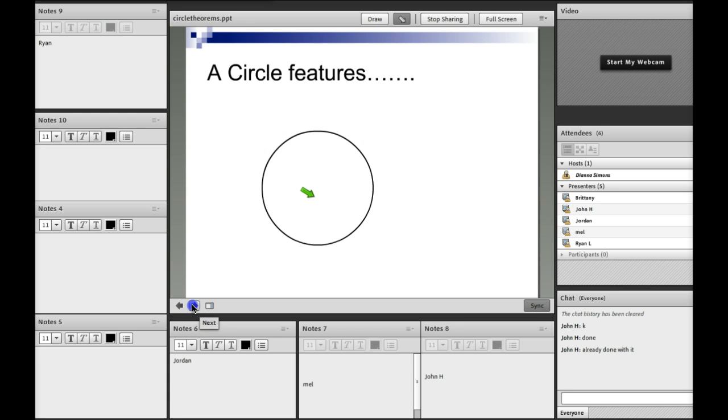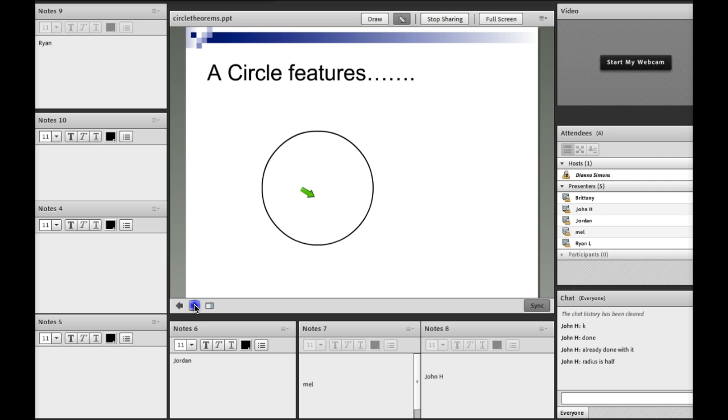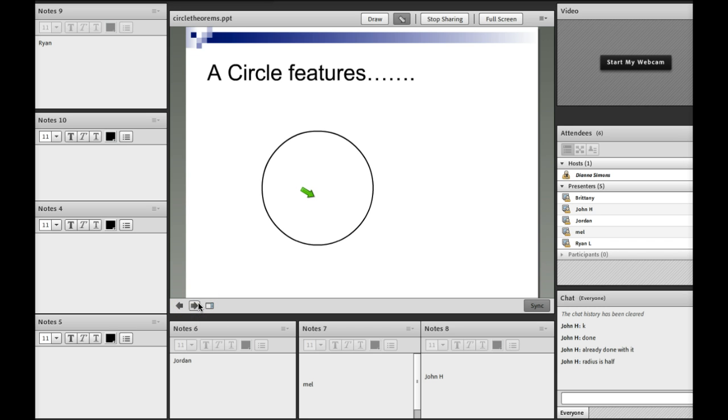All right. What else does it have? Diameter. What's the difference between diameter and radius? The radius is half the diameter. Good. Radius is half the diameter. The distance across the circle is the diameter, and this is passing through the center. So you have to be sure that it goes through the center. The radius, does it have to go through the center? No. Just as long as it starts at the center point and goes to one of the circumference.